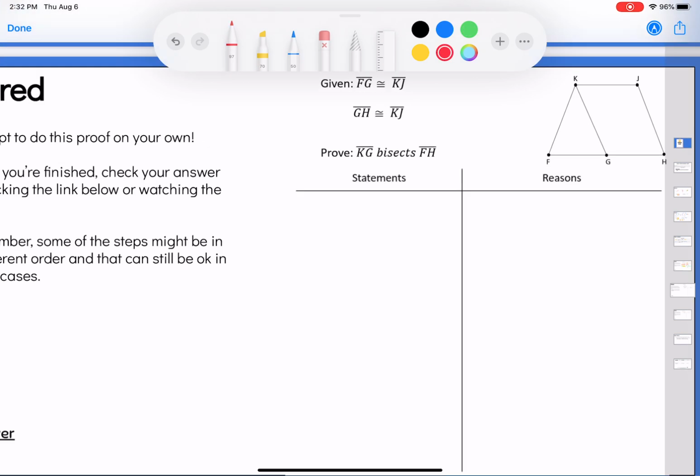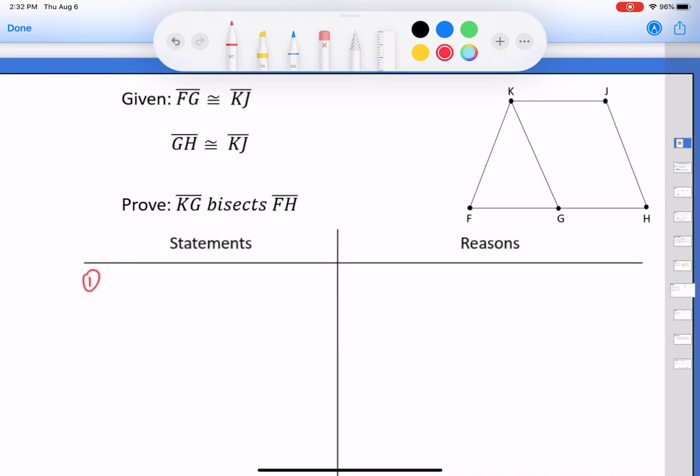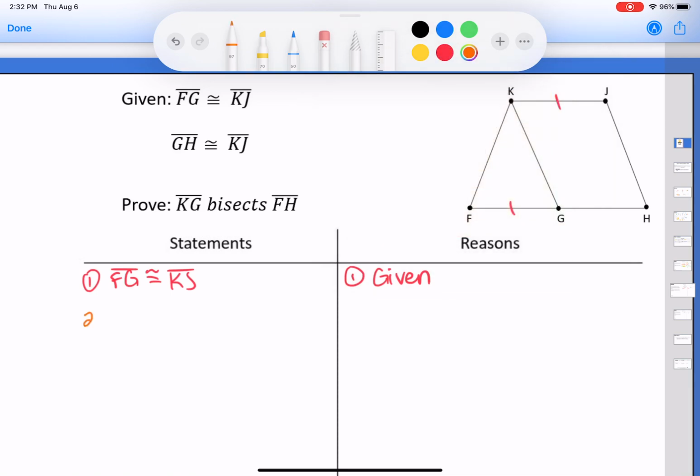Okay, here we go. So in our given, we have step 1. Segment FG is congruent to segment KJ. Given FG congruent to KJ up there. Okay. Step 2. Segment GH is congruent to segment KJ. That's also given. Now I already have KJ marked with one line, so I'm going to put another one line down here on GH.